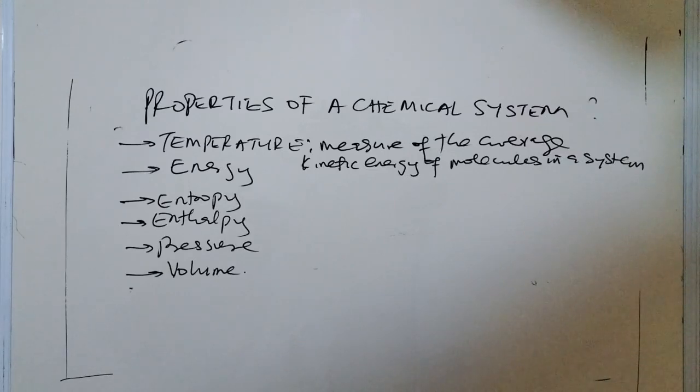Having done that, we're going to look at how these properties can be divided into two variables or two functions. The one we call state function and the one we call path function. So the property of a system can be divided into two functions, state functions and path functions.